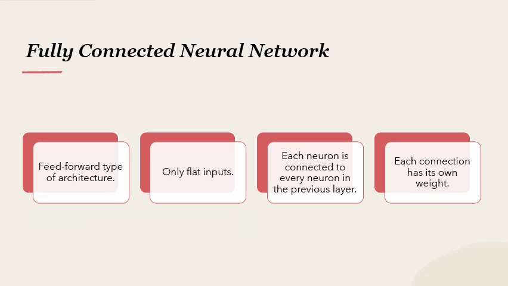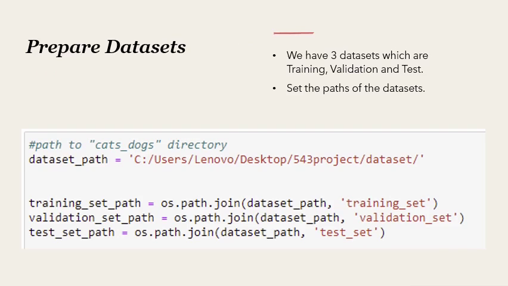So let's start with the fully connected neural network. Fully connected neural networks are a feed-forward type of network, and they take only flat inputs. Each neuron is connected to every neuron in the previous layer, and each connection in the network has its own weight. So let's move on to the code part.